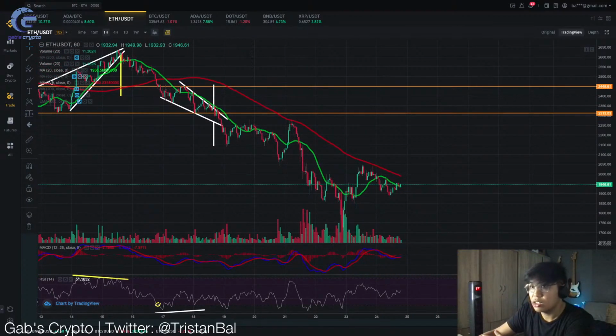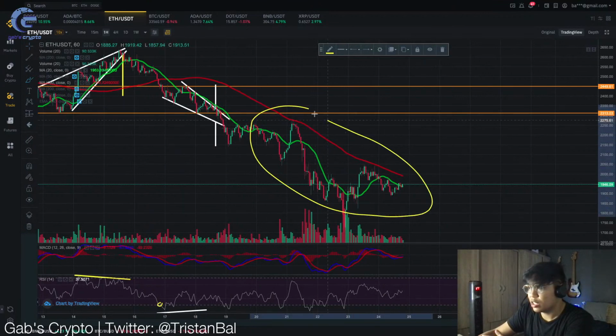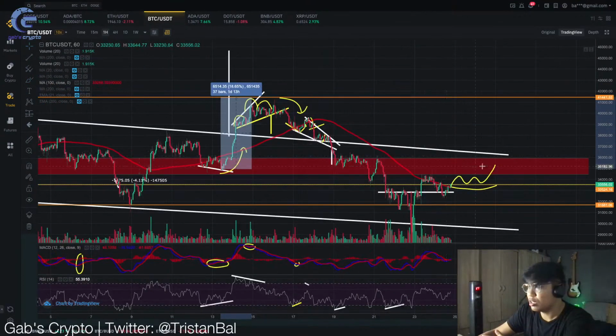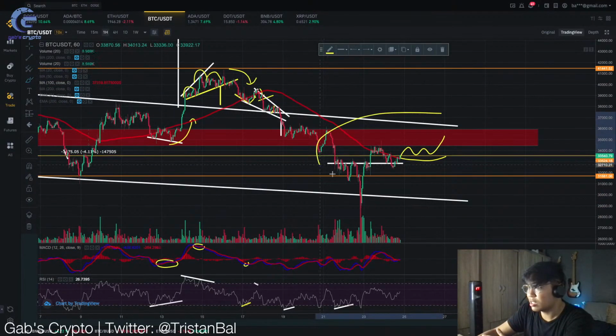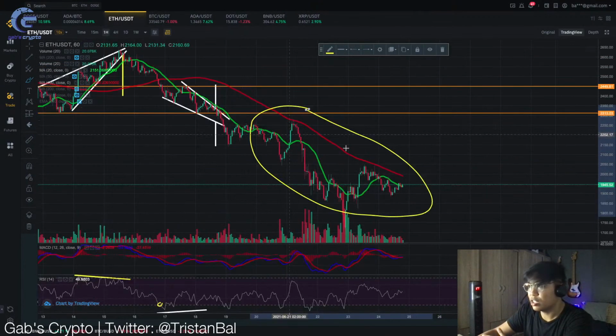Look at this guys. If you're going to compare this latest move, Ethereum is still going down, but for Bitcoin, we're sideways. Bitcoin is sideways, but Ethereum still has a downward movement. Now, the question is, what about the other altcoins? Will they still pump? Yup, of course, they will still pump.